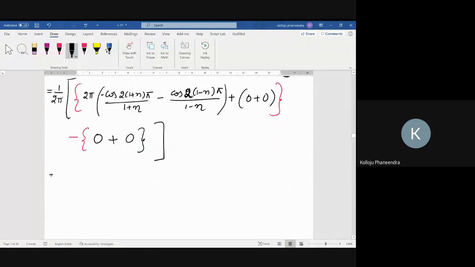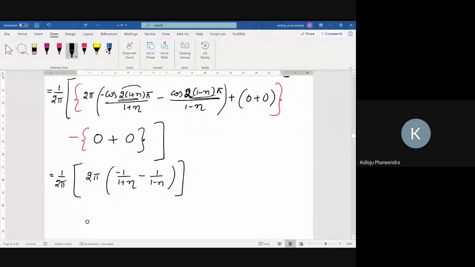Now this is equal to 1 by 2 pi. So what is cos 2 into something? Even. So cos even pi is plus 1. So 1 by 2 pi, this is minus 1 by 1 plus n. This is also plus 1, minus 1 by minus n. Only these terms are left over. So this is the value. Now let me simplify this. Take minus common. 2 pi also gets cancelled. So minus common outside, 1 by 1 plus n plus 1 by 1 minus n.